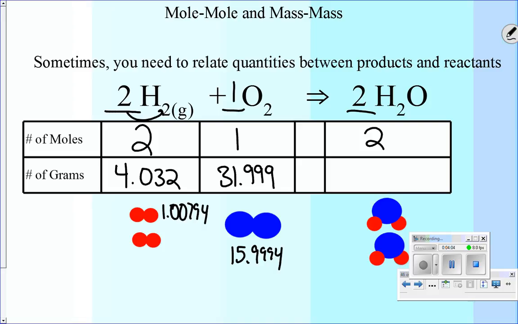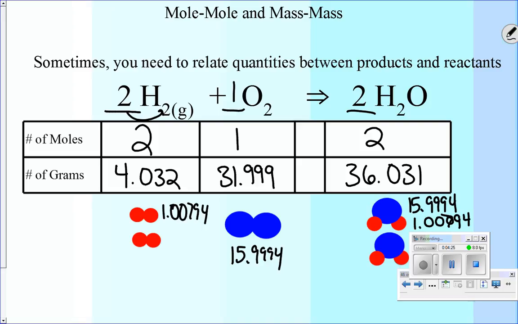And for our waters, each of our oxygens, remember, is still 15.9994, and each of our hydrogens is 1.00794. So we add each of these up. Each of these groups is about 18. We multiply them by 2, so our GFM comes out to be 36.031.